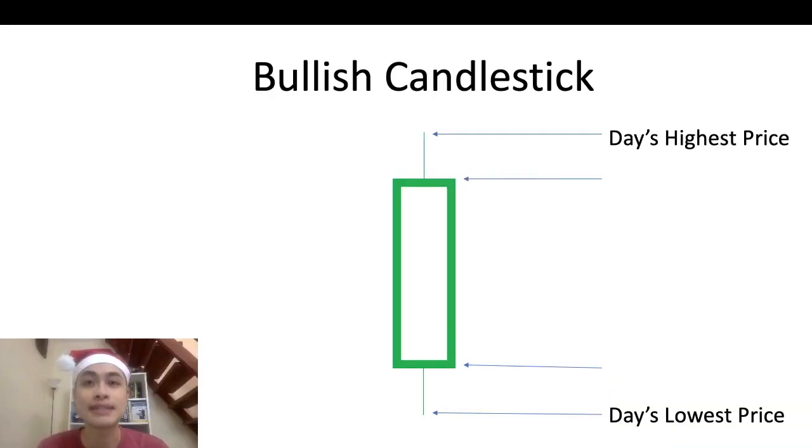We learned earlier on that the tip of the upper wick indicates to us the day's highest price, and the tip of the lower wick indicates to us the day's lowest price. The body of the candlestick also tells us the opening and closing price for the day. For a bullish candlestick, the opening price is at the lower part of the body, and the closing price is at the upper part of the body. So why is this so? Remember that a bullish candlestick means that prices rose for the day. When prices rise, the closing price for the day is higher than the opening price. That is why for a bullish candlestick, the opening price is lower than the closing price.